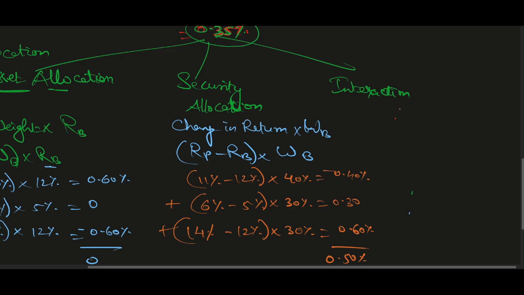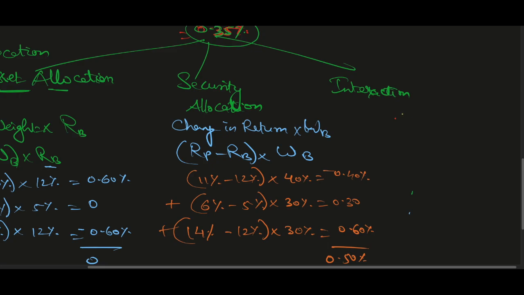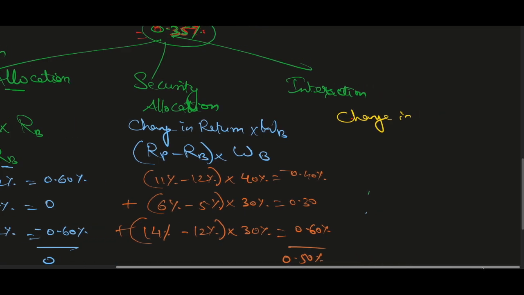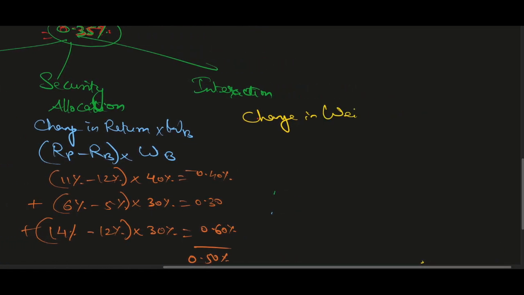And then the third one is interaction. Interaction is change in weight multiplied by change in return.